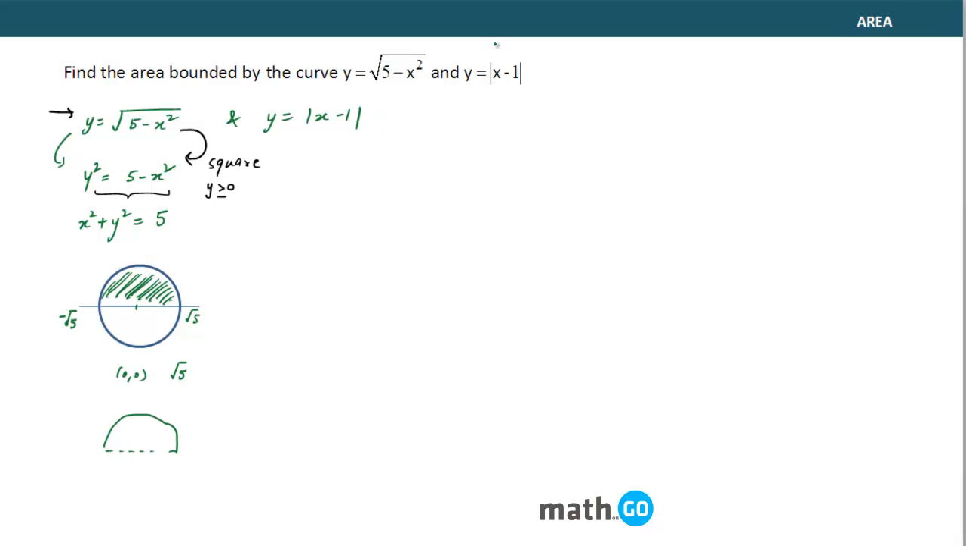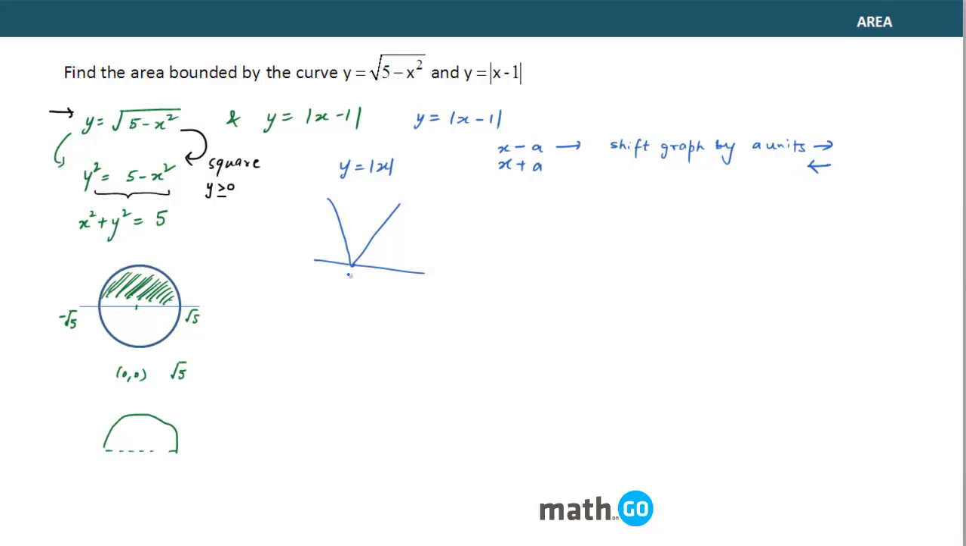Let's talk about the second curve. It is y is equal to mod of x minus 1. So people who know that y equal to mod x, you can simply draw this graph by using the concept of y equal to mod x. This is y equal to mod x. So I'll tell you a simple rule. If x is being replaced by x minus a, what you need to do is shift the graph by a units towards the right. And if it is x plus a, shift the graph by a units to the left side.